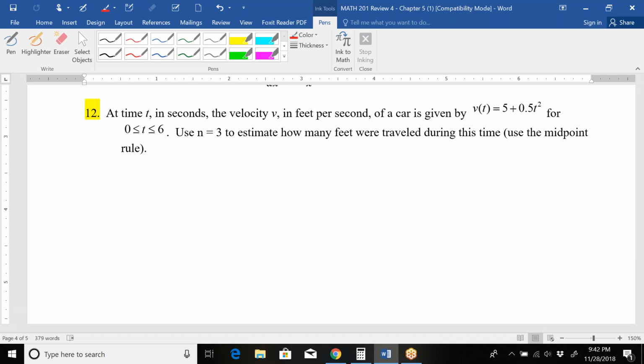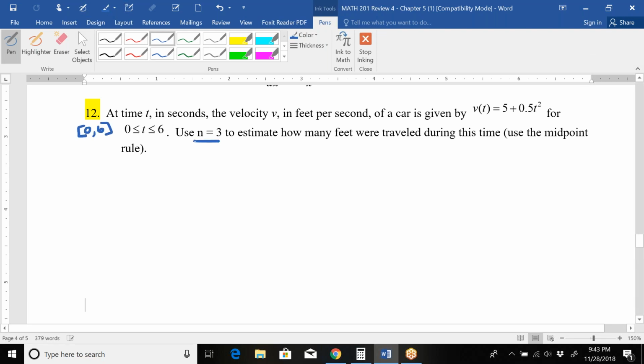At the time t in seconds, the velocity v in feet per second of a car is given by v of t equals 5 plus 0.05 t squared for t's between 0 and 6. So that's my closed interval, 0 to 6. We're going to use 3 rectangles to estimate how many feet were traveled during this time using the midpoint rule.